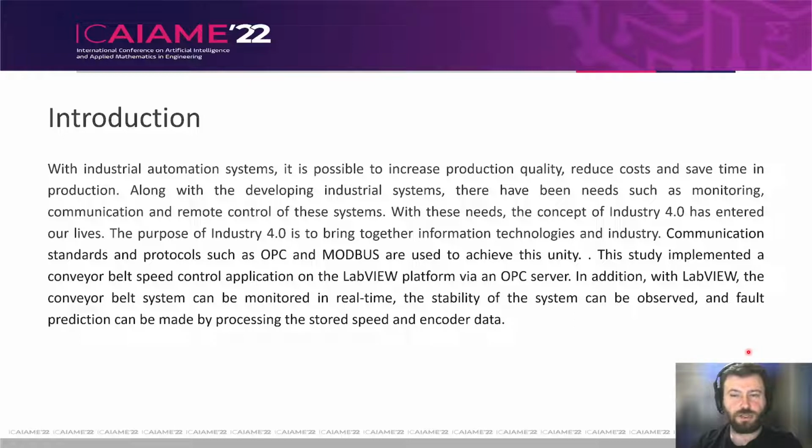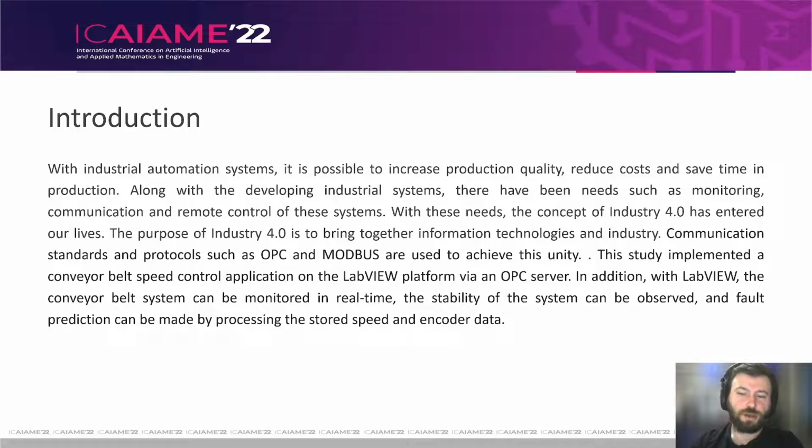With industrial automation systems, it is possible to increase production quality, reduce costs, and save time in production. Along with the developing industrial systems, there have been needs such as monitoring, communication, and remote control of these systems. With these needs, the concept of Industry 4.0 has entered our lives. The purpose of Industry 4.0 is to bring together information technologies and industry. Communication standards and protocols such as OPC and Modbus are used to achieve this unity.